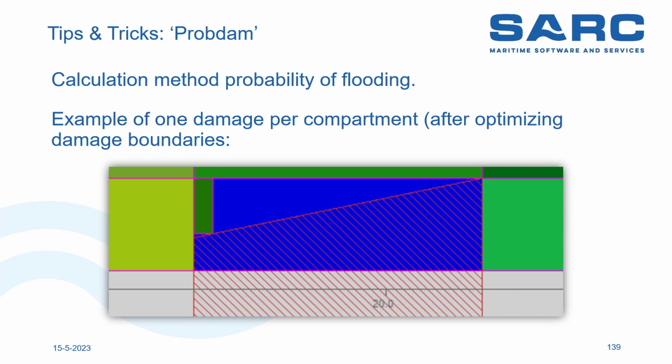I saw that I forgot to insert the slide for the subcompartment method. If we have the subcompartment method, this blue compartment is built up of a subcompartment here. With a subcompartment method, it would even make a damage case which really follows that line. So I tend to normally use the one damage per compartment, but the one damage per subcompartment would even be a bit more detailed.